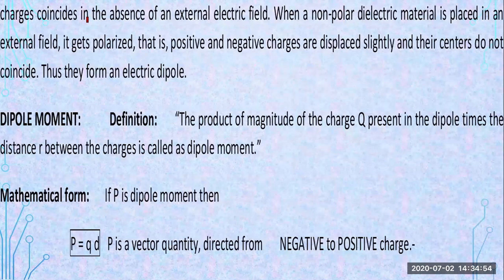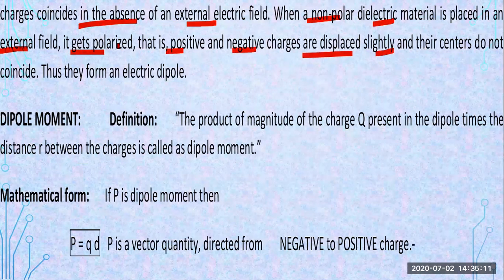The charges coincide in the absence of an external electric field. When a non-polar dielectric material is placed inside an external field, it gets polarized. That is, opposite positive and negative charges are displaced slightly and their centers do not coincide. Thus, they form an electric dipole. Di means two, poles mean two places where the charges will be. One side it will be plus, the other side it will be minus, when we place it inside an external field.